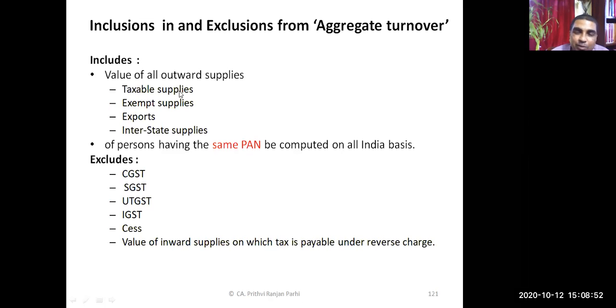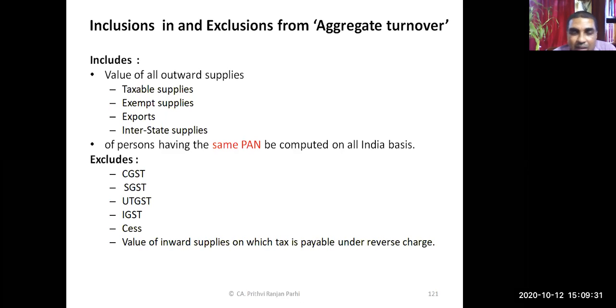First is taxable supplies. If some taxable item is supplied, that's value. Exempt supplies. Even if it is exempted, that turnover will be included. Export supplies. Even if GST is not payable, the turnover will be included. Interstate supplies will also be included. Okay, of the person having the same PAN. So all these supplies made by the taxable person having the same PAN shall be computed on all India basis. The entire thing is to be added.